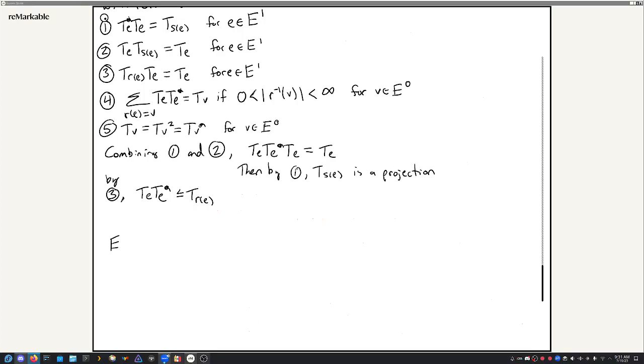And for example, we could consider just a graph with a single vertex and a single edge, say E and V. Then C star of the graph is universal for a single unitary T sub E. So the C star algebra for this graph is isomorphic to continuous functions on the unit circle.